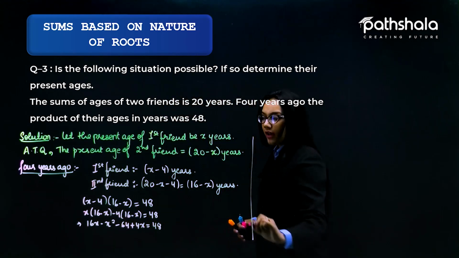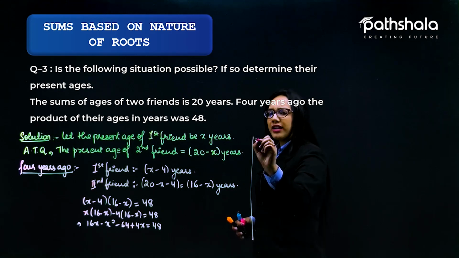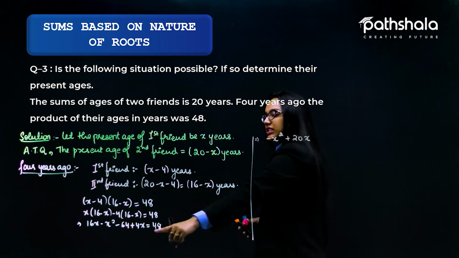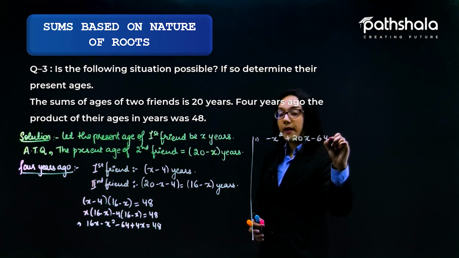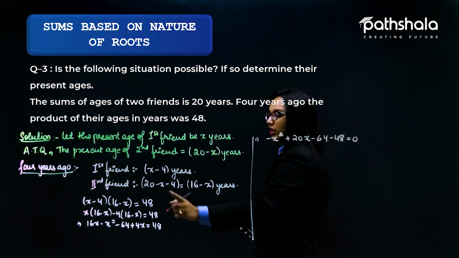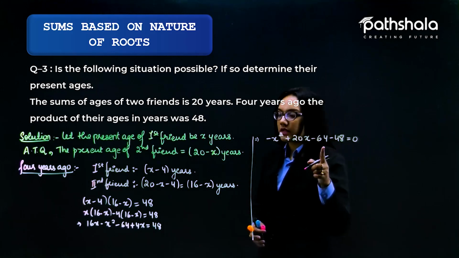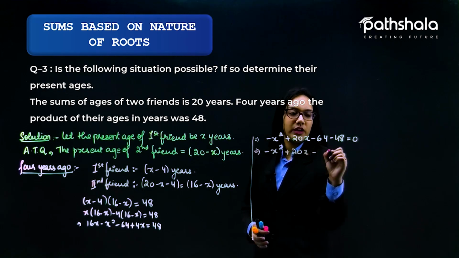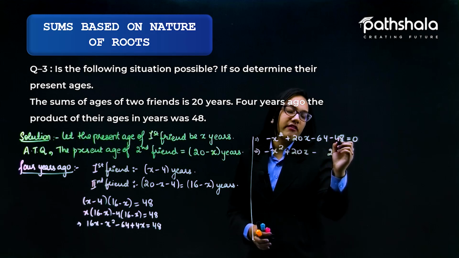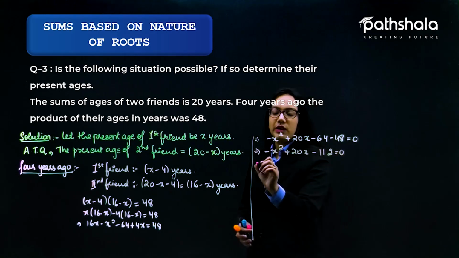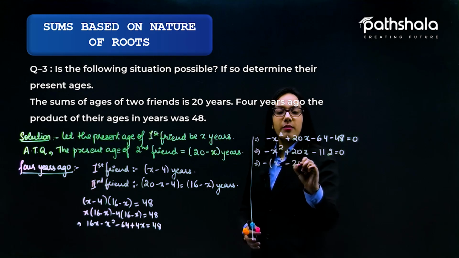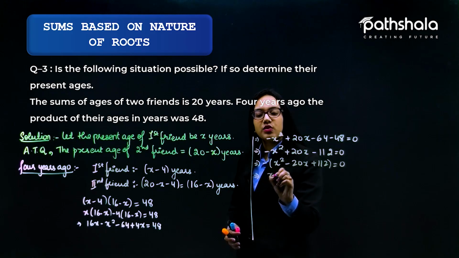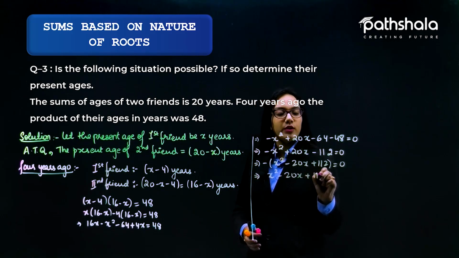Let's sort it out further. We have minus X square plus 20X, because 16X plus 4X is 20X, minus 64 minus 48 is equal to 0. So I am taking 48 to the other side. So this is minus 64 minus 48. Adding these values, we have minus X square plus 20X minus 112 equal to 0. Let's take negative common out of it and take the negative to the other side. So this would be X square minus 20X plus 112 is equal to 0.